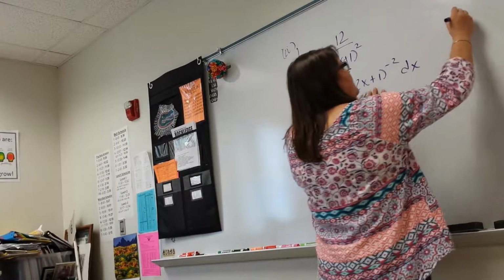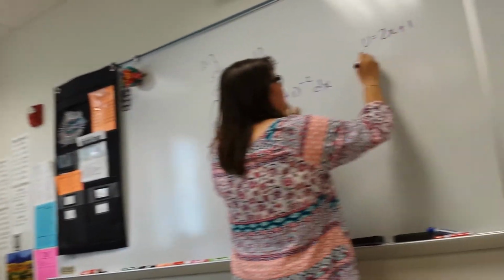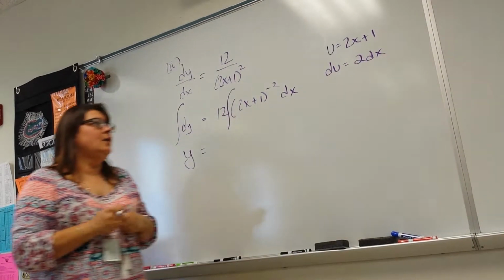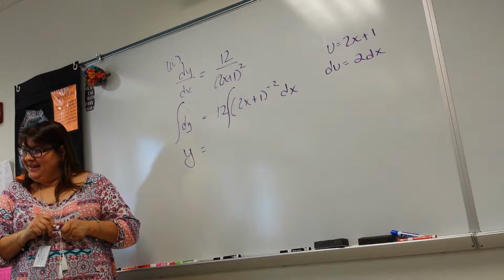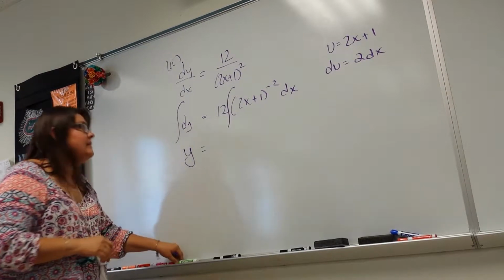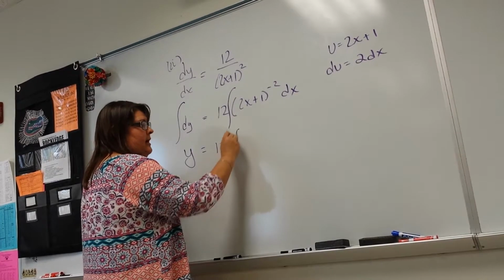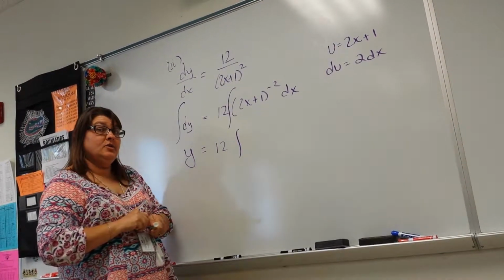So you're telling me u is 2x plus 1 and du is 2 dx. Right? So you guys are comfortable, I think. So let's look at what's happening. The 12 is going to come down for the ride. We're going to pretend it's not there for a moment. We're going to rewrite this whole thing in terms of u.